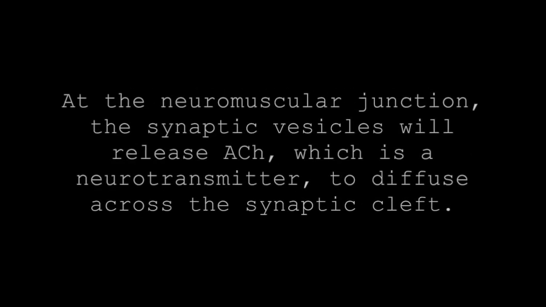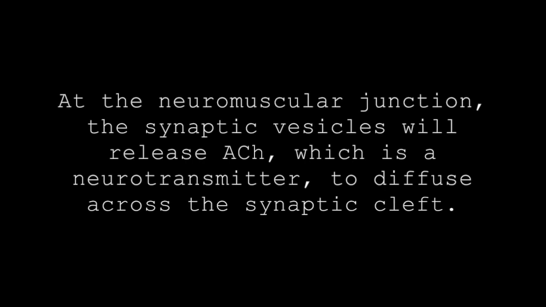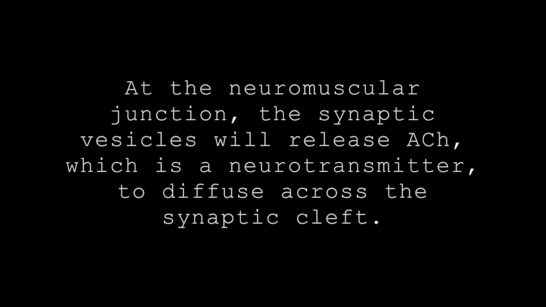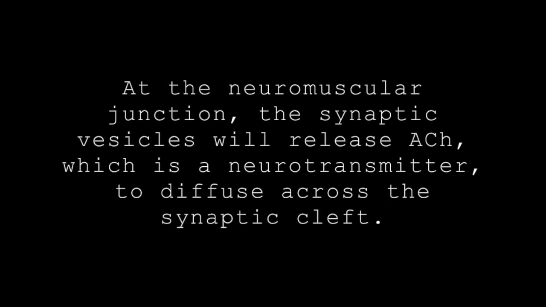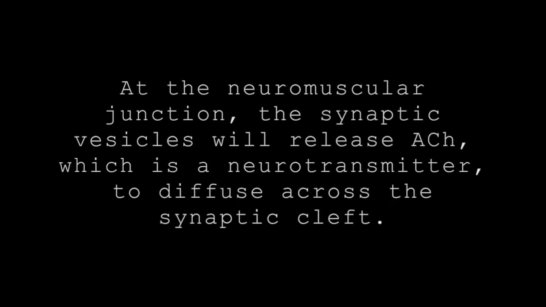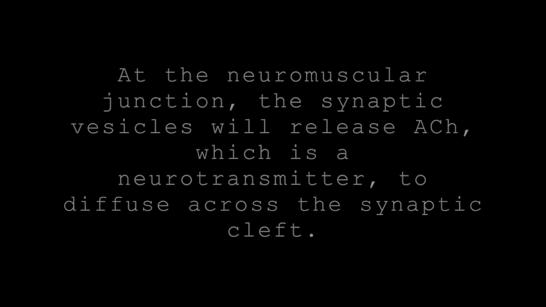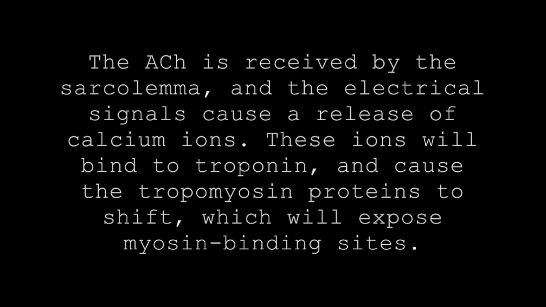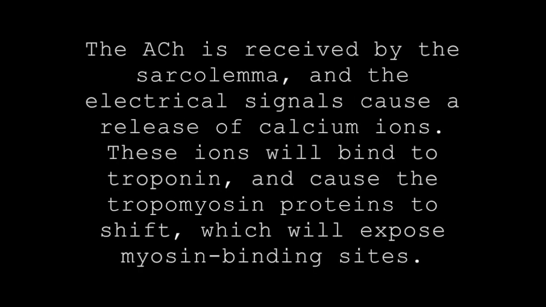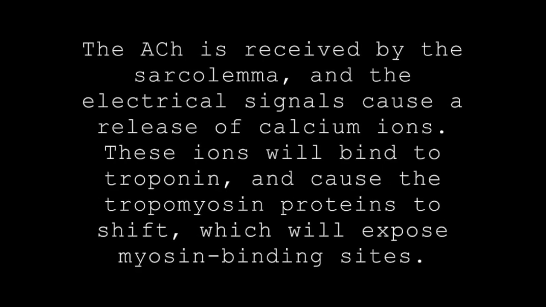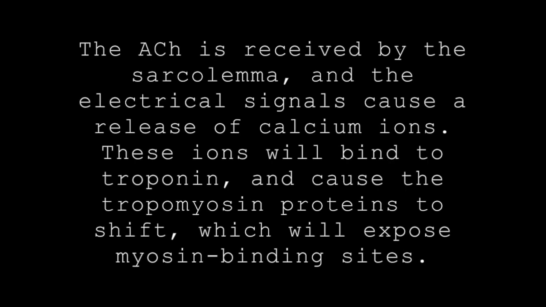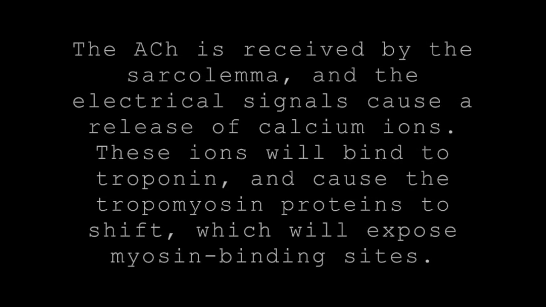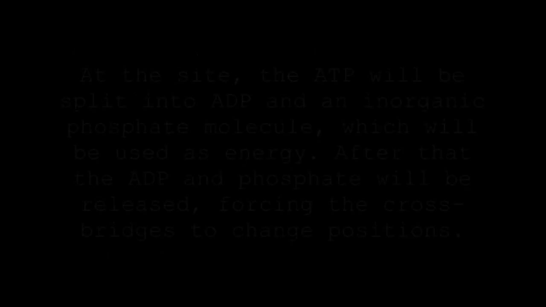At the neuromuscular junction, the synaptic vesicles will release acetylcholine, or ACh, which is a neurotransmitter that diffuses across the synaptic cleft. The ACh is received by the sarcolemma, and the electrical signals cause a release of the calcium ions. These ions will bind to troponin and cause the tropomyosin proteins to shift, which will expose myosin binding sites.